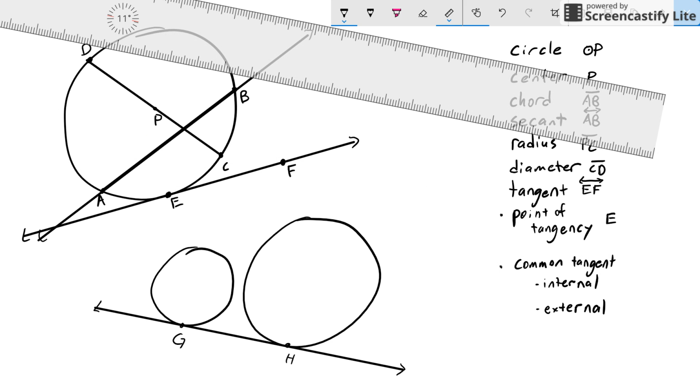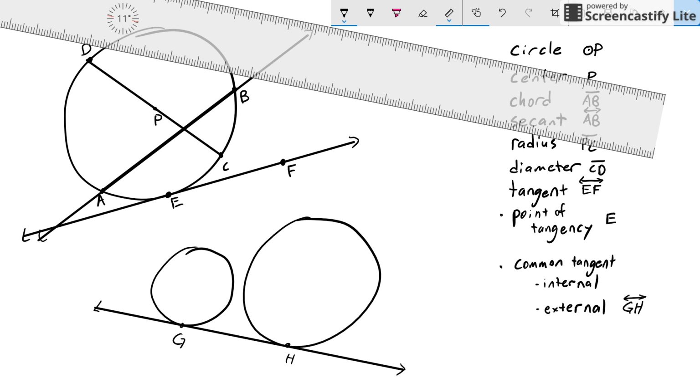But you'll notice I have what's called an internal common tangent and an external common tangent. This one that I drew is considered an external common tangent. The reason it's external is because it doesn't pass between the two circles. So line GH is an external common tangent.